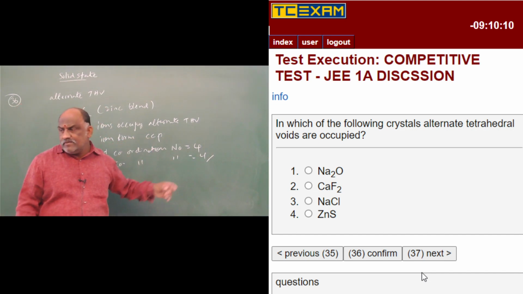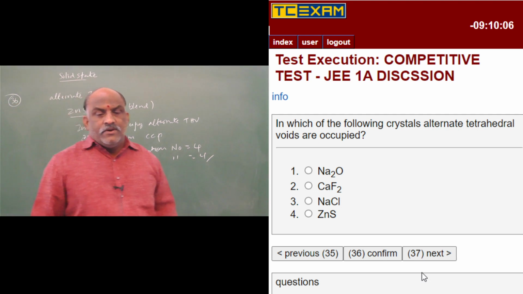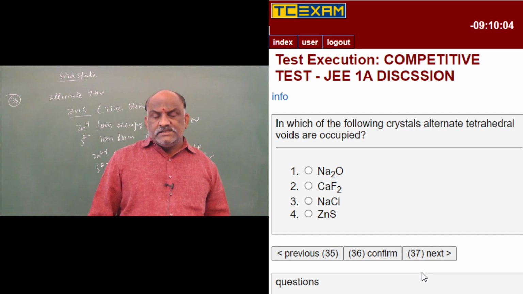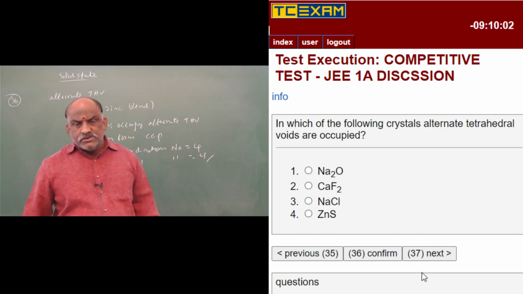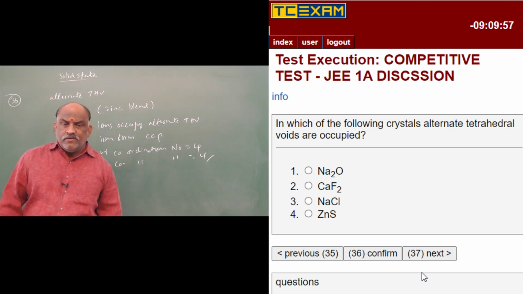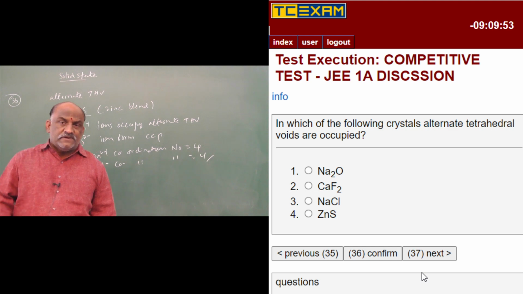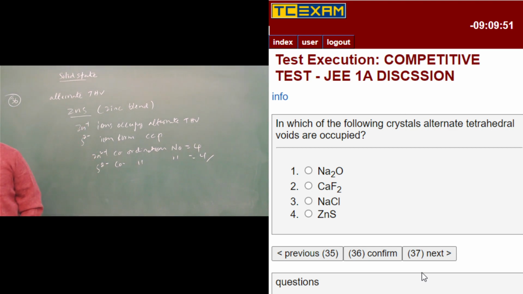What is the coordination number? 4:4. Sodium chloride coordination number is 6:6, and CaF2 and Na2O are said to be fluorite and anti-fluorite, with coordination numbers 8:4 and 4:8. These are some points beyond NCERT, but we expect such questions for JEE. So the answer is ZnS, right for this one.